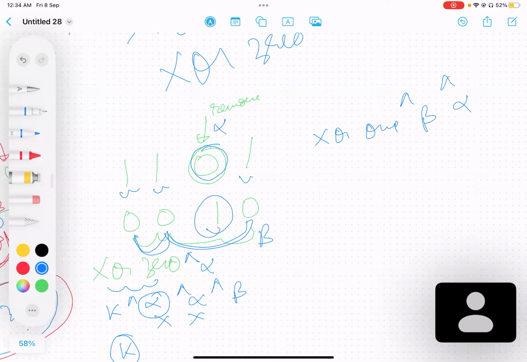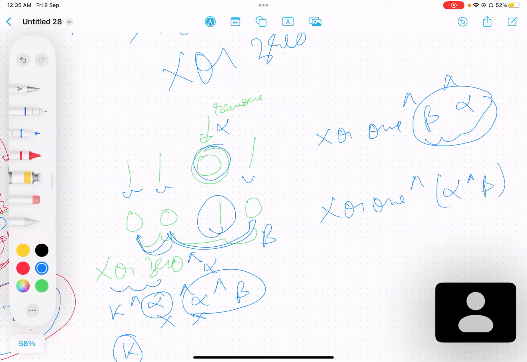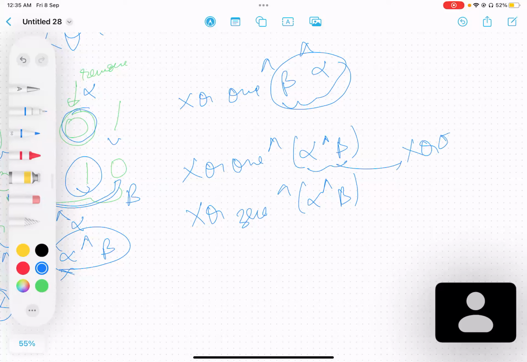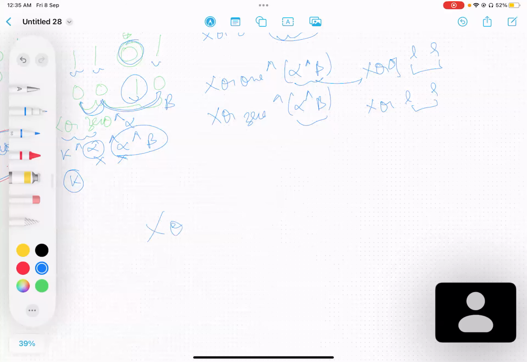So if you see what you are actually doing here and here, XOR 1 is also taking XOR with alpha, beta, and XOR 0 is also taking XOR with alpha, beta only, right? Which is what? This is actually XOR of L2R, right? Similarly, this is also what? XOR of L2R. So what I am saying is, let's just pre-compute XOR of 1, XOR of 0.